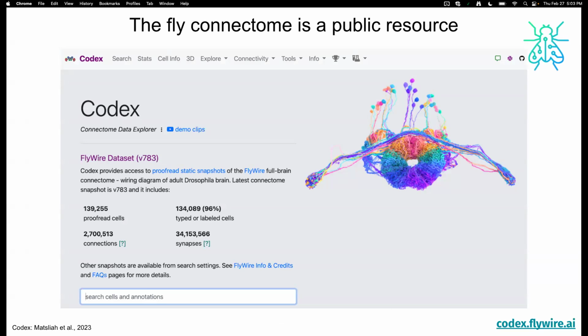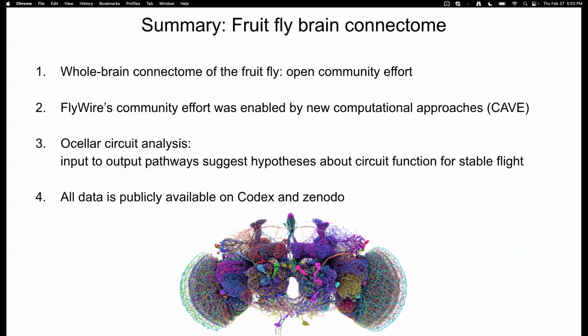the descending neurons. And then, to summarize, I told you about the whole brain connectome of the fruit fly. It was an open community effort that was enabled by new computational approaches. And in this case, I told you about CAVE, or in part at least about CAVE. And the ocellar circuit analysis is just one example of how we can now map pathways from input to output and suggest new hypotheses about what these circuits actually do. Most importantly, the data is publicly available on Codex and also for download on Zenodo.